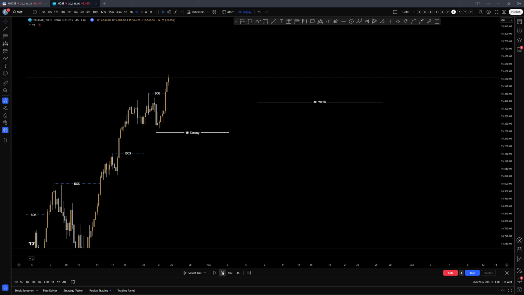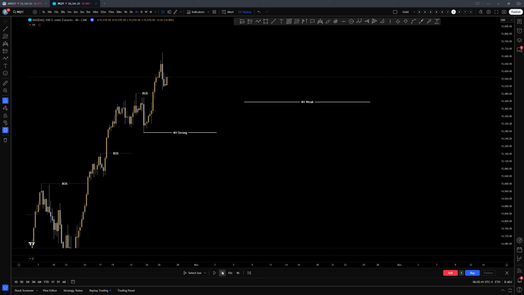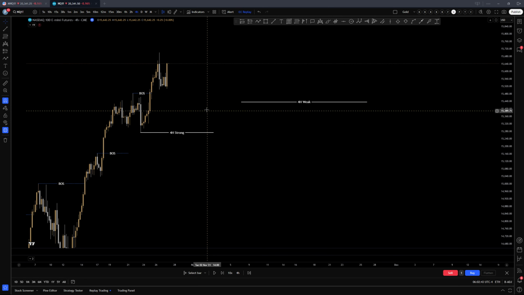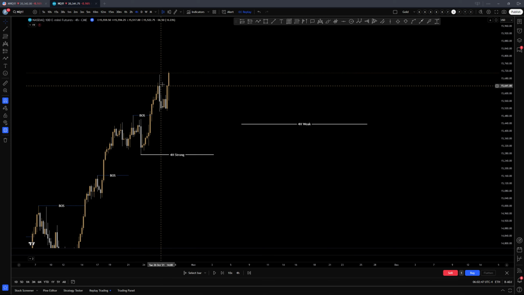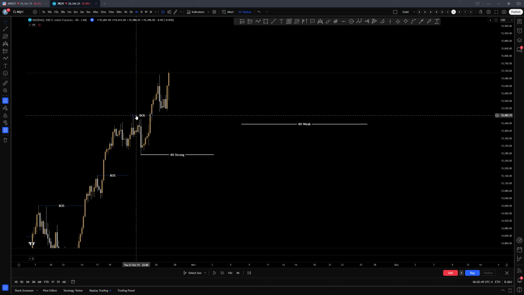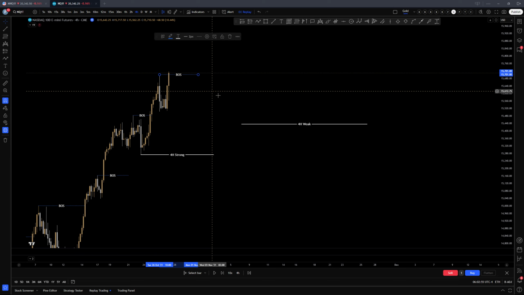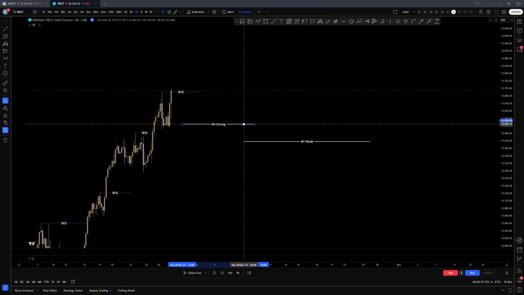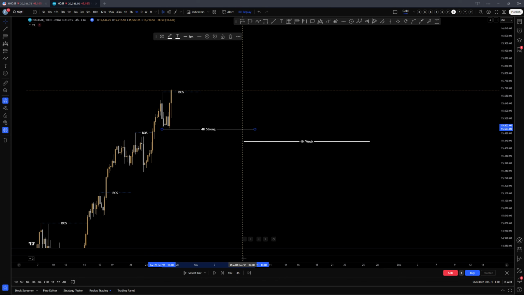Anyway, expansion, break of structure. What do we expect next? A pullback, right? Let's see what happens. Still expanding. Okay, there comes a pullback. Yep, that'll do. So we've got a new breaker structure here, right? And the moves are not massive here. They're somewhat internal, but let's track them anyway. Let's move our strong structure up to there. And so let's continue and see what happens.